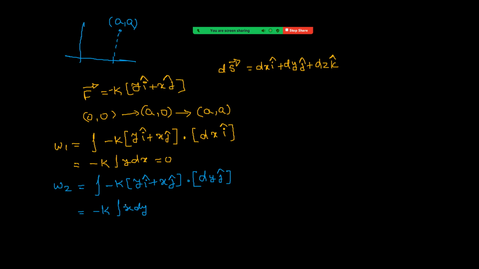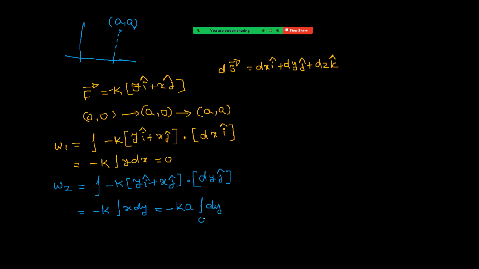And see, when we are moving parallel to the y-axis, the x coordinate is not changing. I am repeating, moving parallel to the y-axis means the x coordinate is not changing. Therefore, x is a constant. So take x outside, and its value is a here. So I'm taking a outside: minus ka, integration of dy.